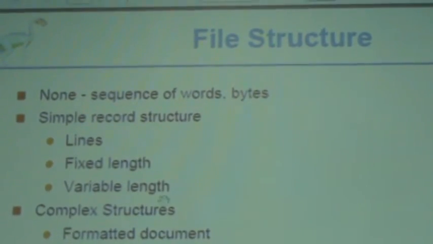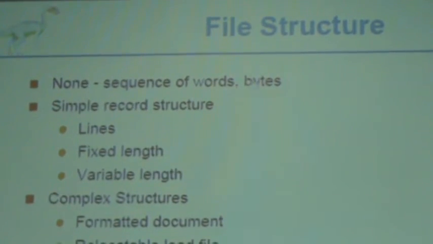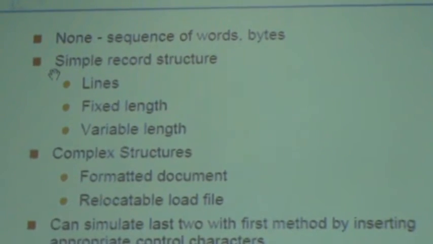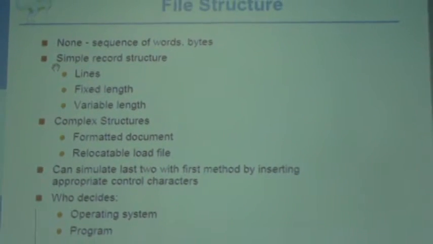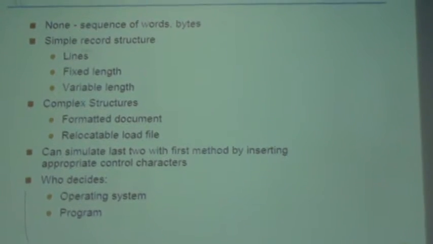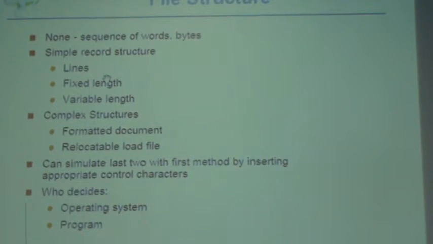Okay, file structure. File structure is a sequence of words and types. It can be seen as two different types: simple record structure or complex structure. Simple record structure is like lines, where each line is a record. We also have fixed length. Fixed length is like a column, so the column will have the fixed length. If you don't have enough data to fill this length, the remaining part will be empty, or none. So it's called fixed length.